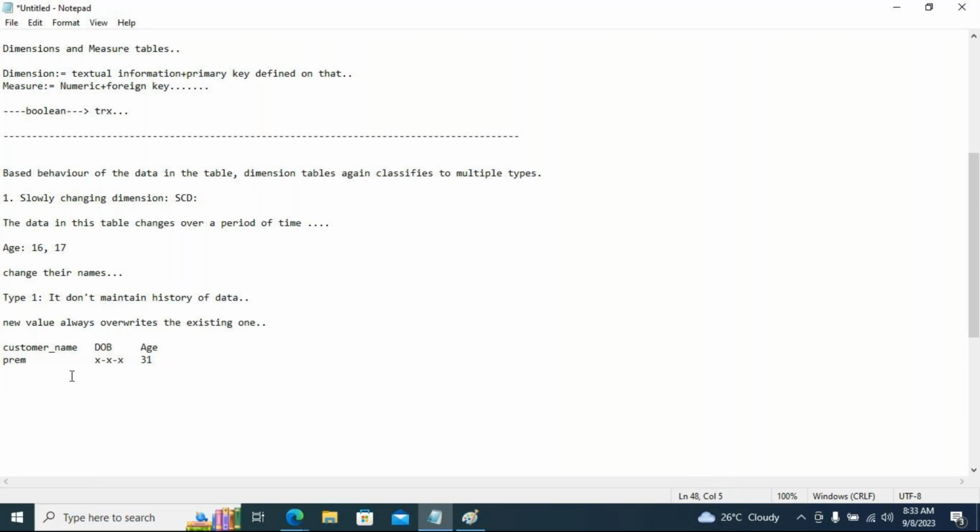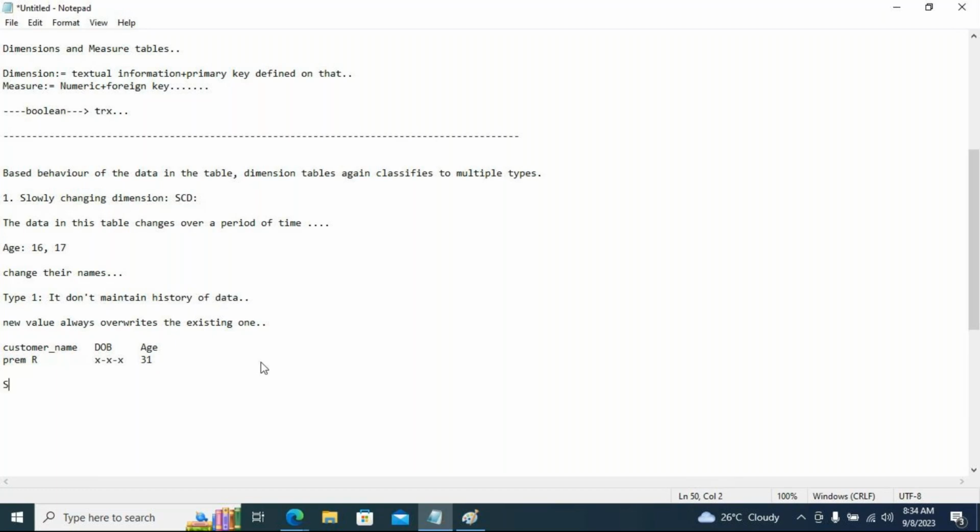Or say they renamed my customer name. Yes, in this case they are simply overwriting the existing value. It is not possible to retrieve the history of the record, the history of the modified values. Such slowly changing dimensions are called type 1 SCDs.